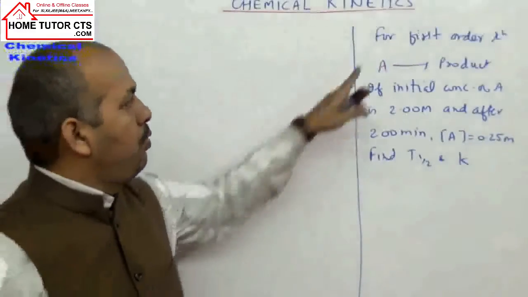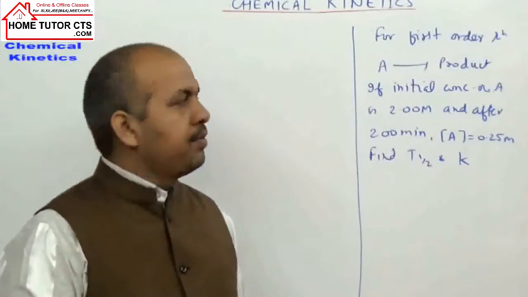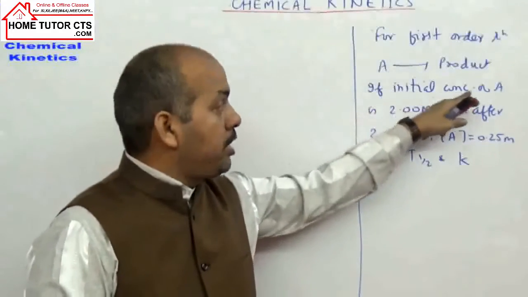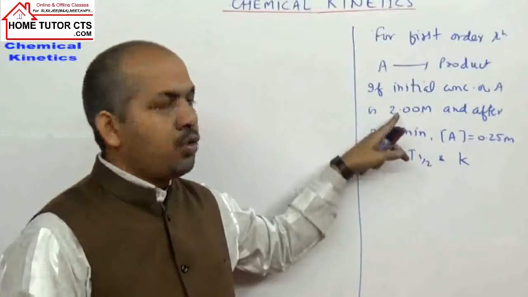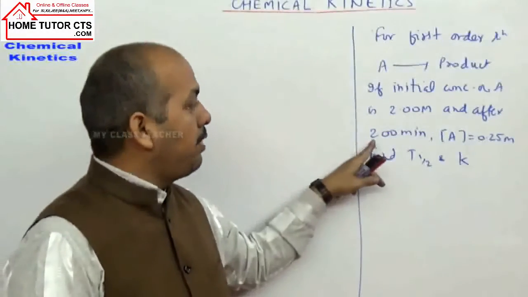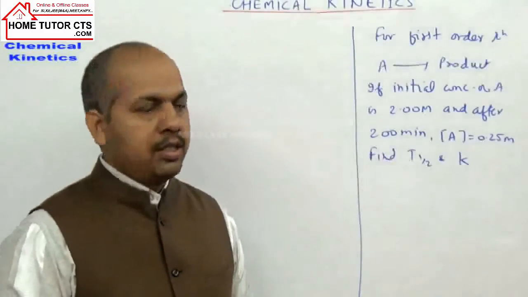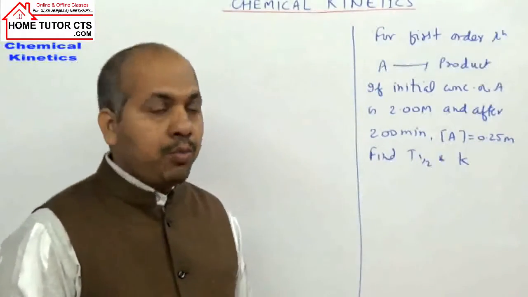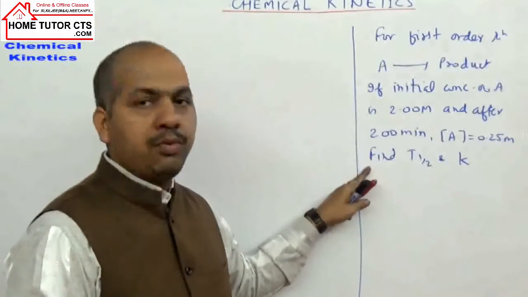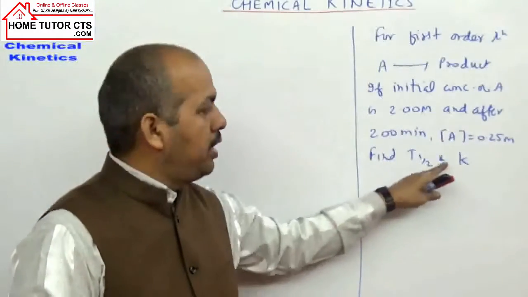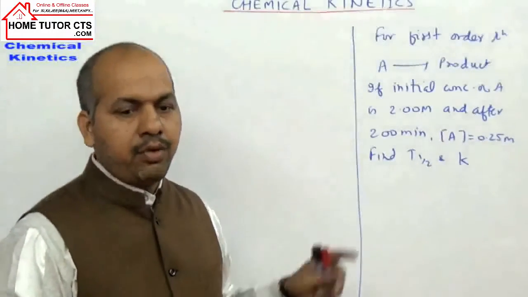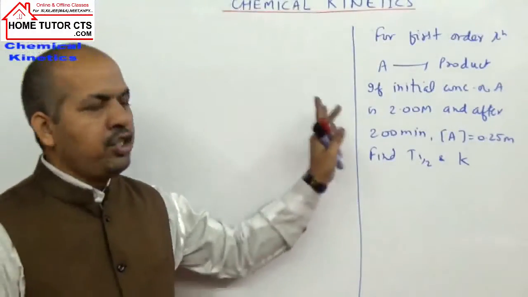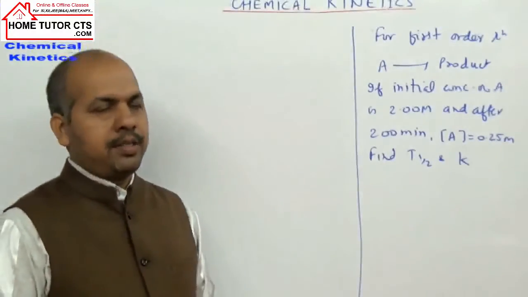Read on. For a first order reaction, A gives product. If the initial concentration of reactant A is 2 molar and after 200 minutes the concentration of A becomes 0.25 molar, then for this reaction find T half and the rate constant. Okay, very easy question. Try yourself first.